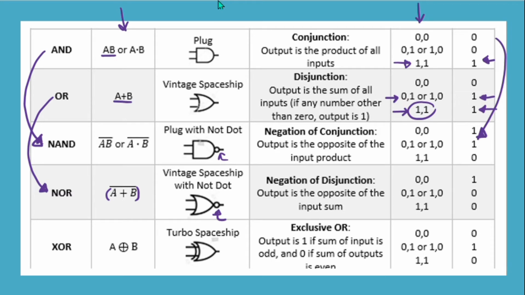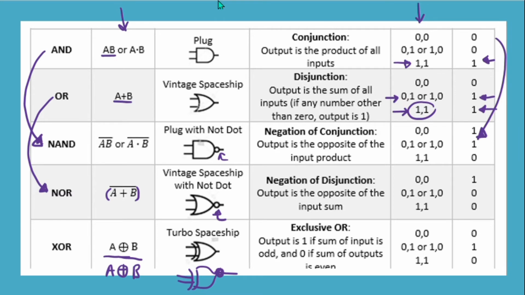XOR is a bit of a different beast. It has this crazy symbol, and it's not on here, but XNOR would be the same thing with the not dot. I'm going to use this line to represent my XNOR because it's kind of weird. So there we go, XOR and XNOR. In the same way, XNOR will be a negation of XOR.